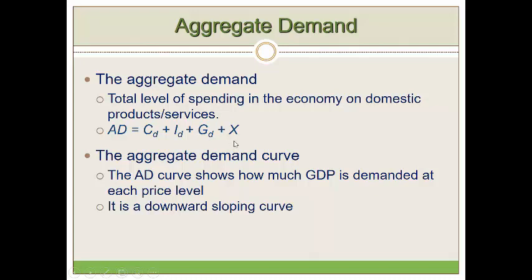Now, the aggregate demand curve. If you draw the aggregate demand values against price levels, we will derive an aggregate demand curve, which is generally a downward sloping curve. Like the demand curve of an individual firm, the aggregate demand curve for the whole economy is also a downward sloping curve. I will show you in the next slide what makes it downward sloping. Basically, this curve reflects the amount of output demanded or purchased at each level of prices.